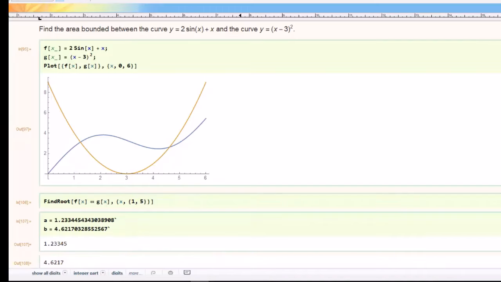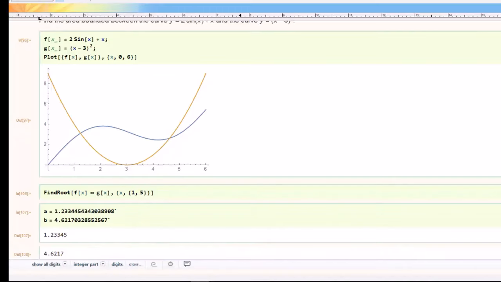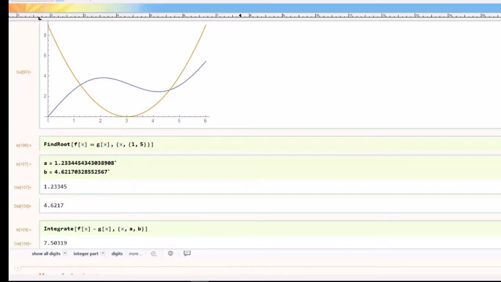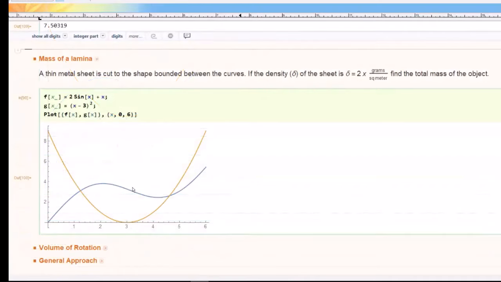And then, as we modeled in the setup, to find the area between these two curves, I would integrate my f of x minus my g of x from x goes from A to B. And there I have my value is the area between these two curves. Let's look at our next example. The next example is the mass of a lamina.